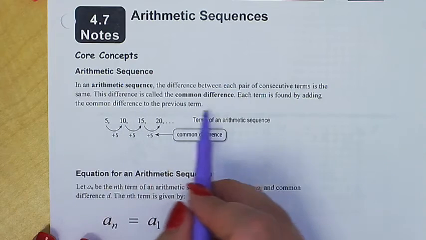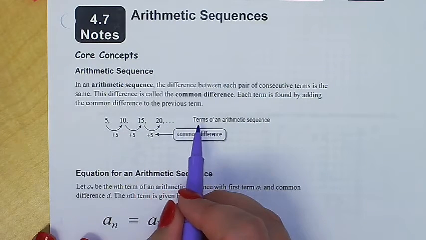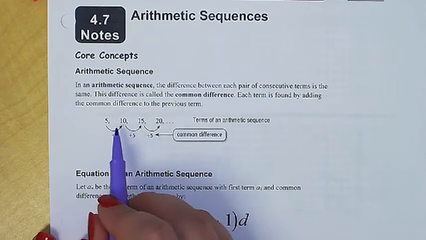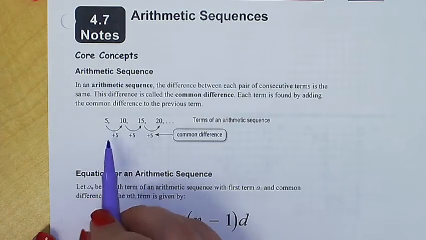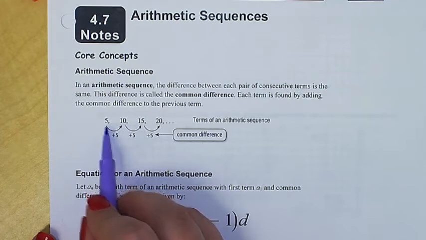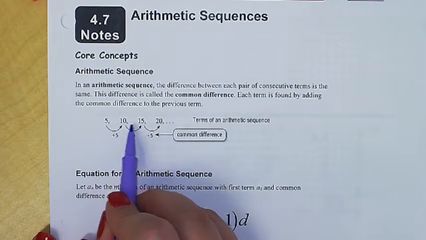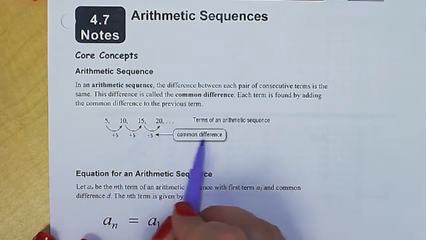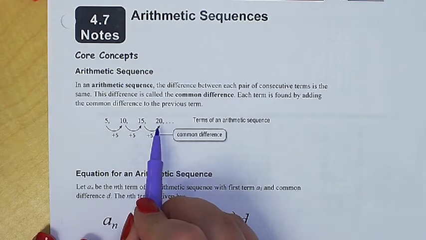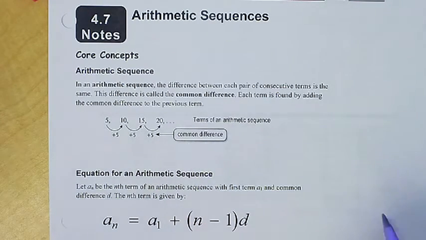Okay, so the difference is called the common difference, and then you can always find the next term in the sequence by simply adding that common difference. So in this particular example, you can see we started at 5, and if you subtract 10 minus 5, 15 minus 10, 20 minus 15, we end up always getting a difference of 5. So our common difference here is 5. If I wanted to extend this further, all I would have to do is add 5 to 20, and I would know the next term is 25, and so forth.